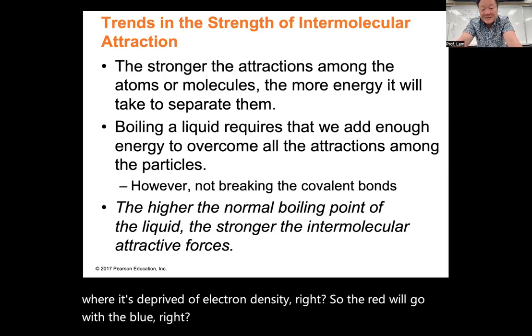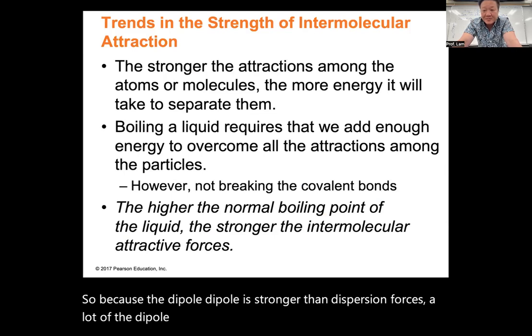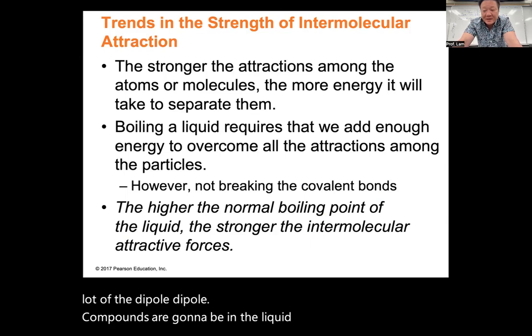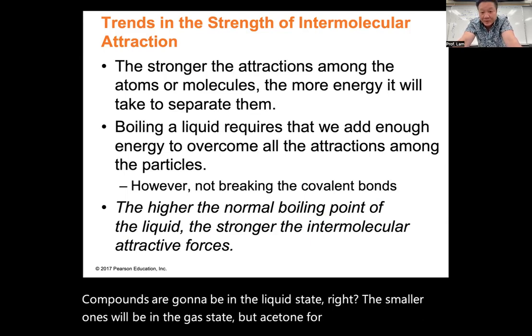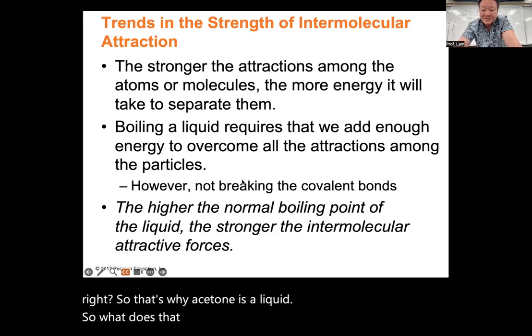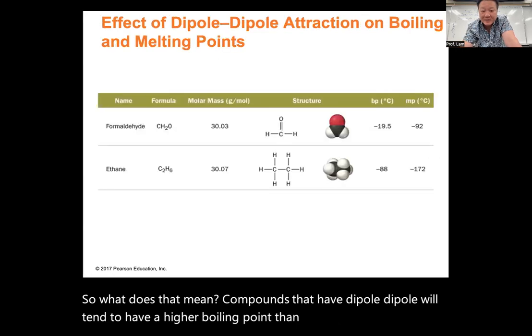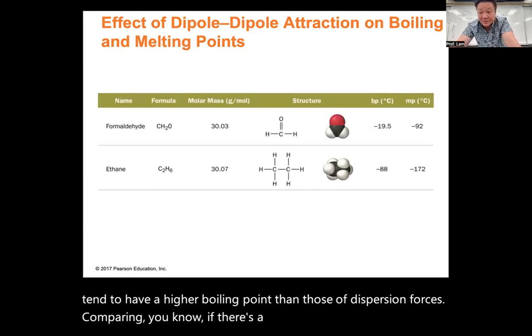Because the dipole is stronger than dispersion forces, a lot of the dipole compounds are going to be in the liquid state, right? The smaller ones will be in the gas state, but acetone, for example, is a liquid, right? So that's why acetone's a liquid. So what does that mean? Compounds that have dipole will tend to have a higher boiling point than those with dispersion forces, comparing similar molar mass, of course.